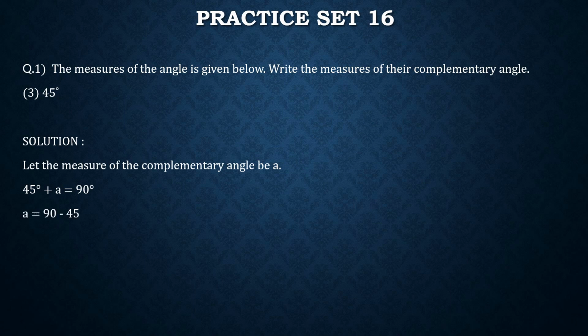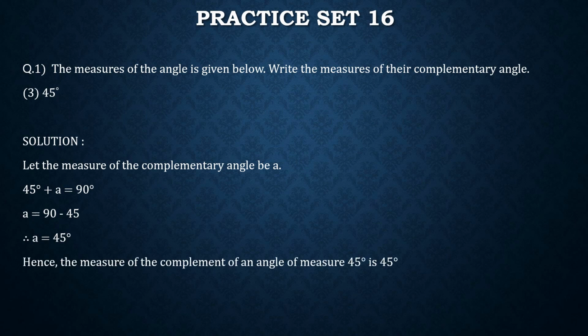So A is equal to 90 minus 45. Just I have taken 45 to the right hand side of the equation. So 90 minus 45 is 45 degrees. So the value of A is equal to 45 degrees. Hence, the measure of the complement of an angle of measure 45 degrees is 45 degrees.